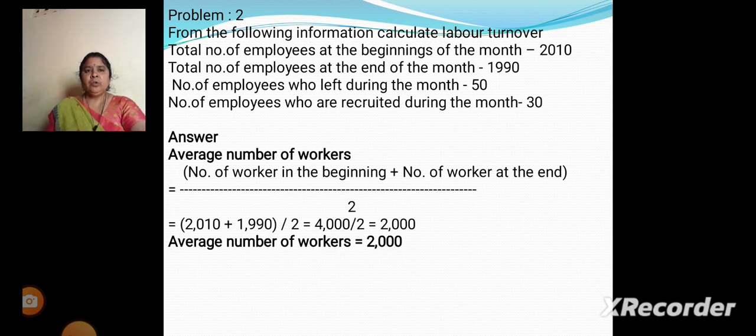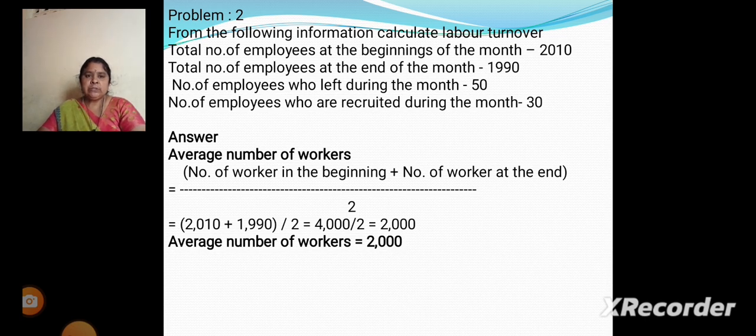From the following information, calculate labor turnover. Total number of employees at the beginning of the month, 2010. Total number of employees at the end of the month, 1990. Number of employees who left during the month, 50. Number of employees who were recruited during the month, 30.